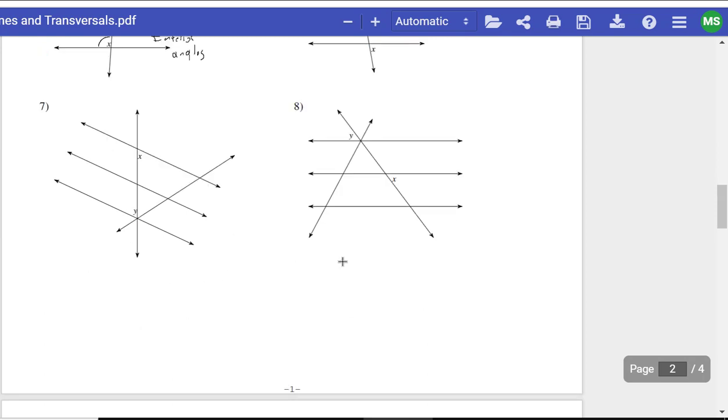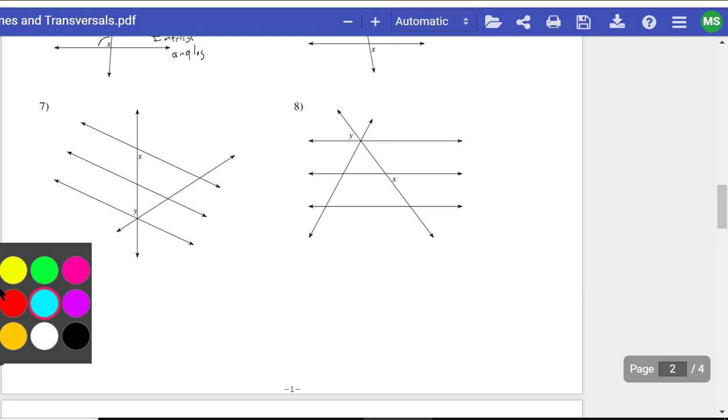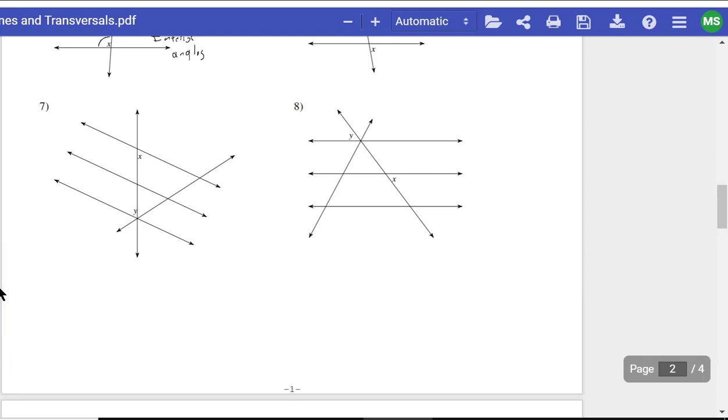These are alternate interior angles. For example, if you're having trouble, cut out what you don't need. This line right here doesn't do anything. So if we cut it out, if we cover it up, we can see it a little bit better. And it looks like, hey, look, they're on either side of the transversal. This is the transversal. And they're on the inside of the 2 parallel lines. So they are alternate interior angles. All right, let's go on.